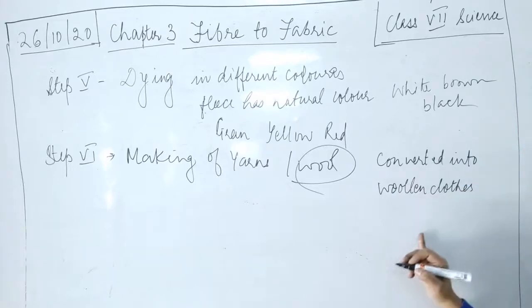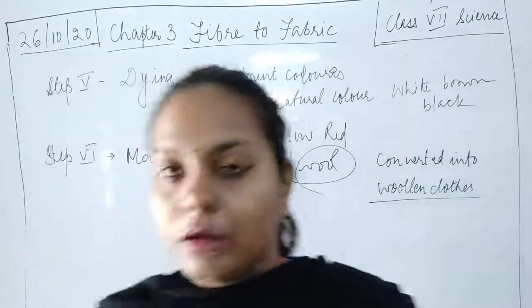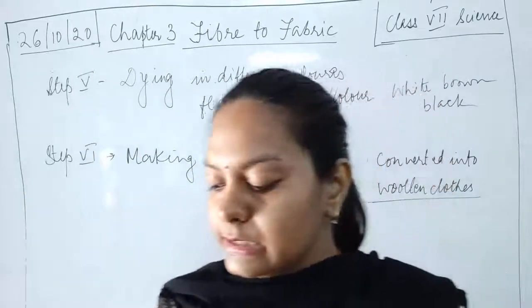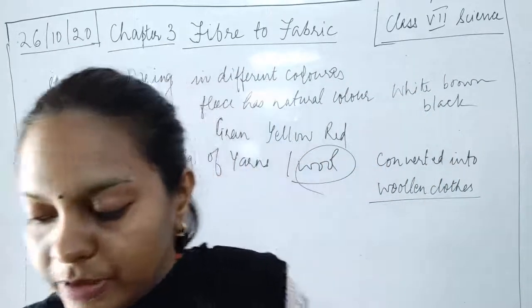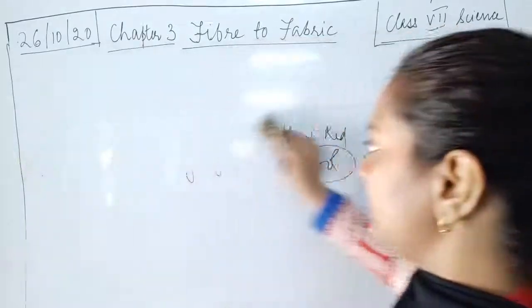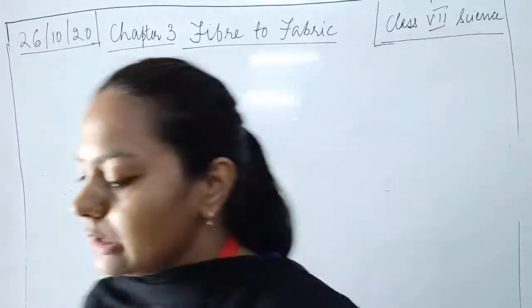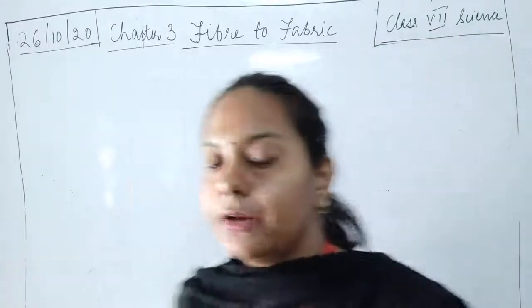Okay, this is being converted into woolen cloths. Now the next is the processing of wool, which could be represented as follows. This is given in a very good manner in your book in the form of a flow chart. You can easily draw this flow chart again. Flow chart means with the help of arrows and spellings.